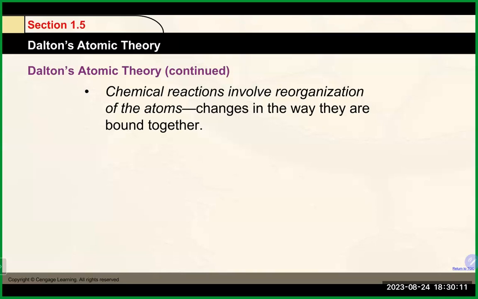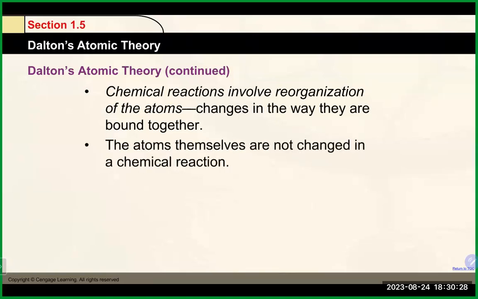We don't play with anything in the nucleus, as we'll talk about. So when we don't play with anything in the nucleus, we don't really change any elements along the way. And again, that's why we balance equations, right? To make sure we have the same numbers on each side. Any questions on that there?